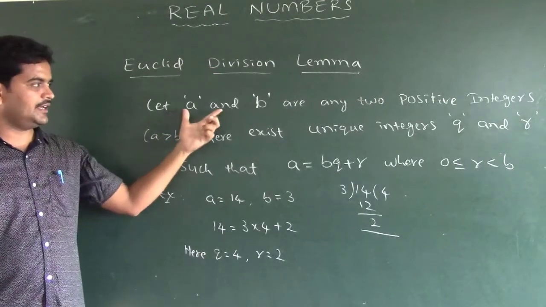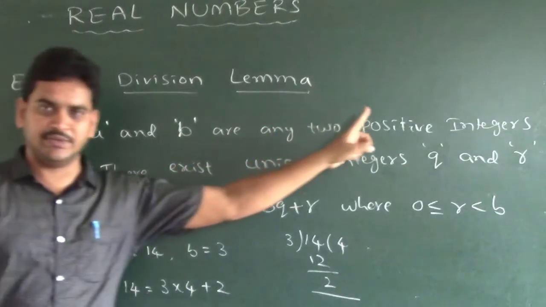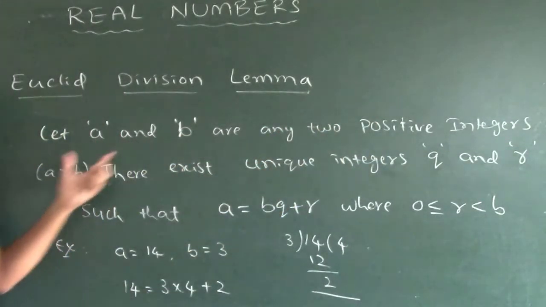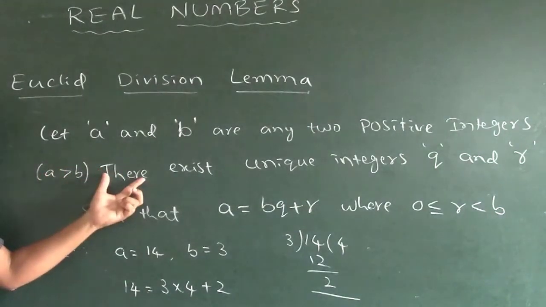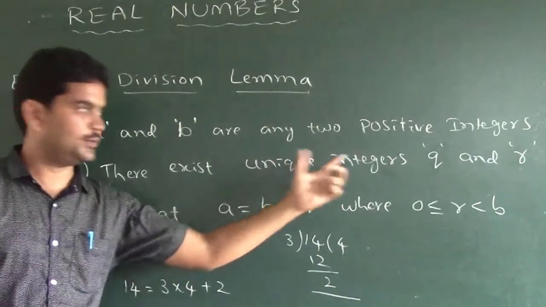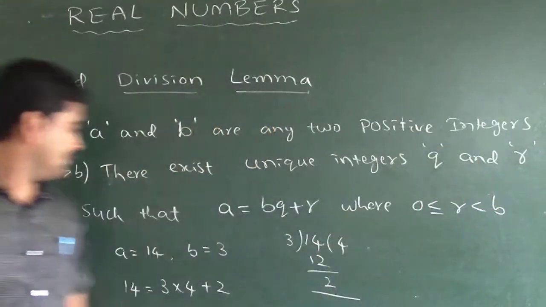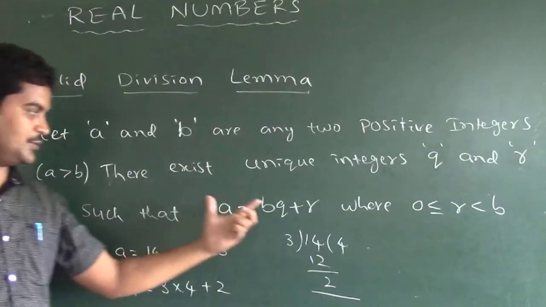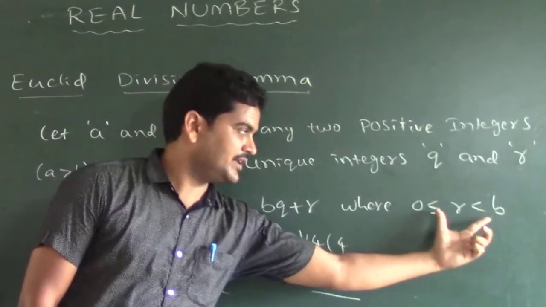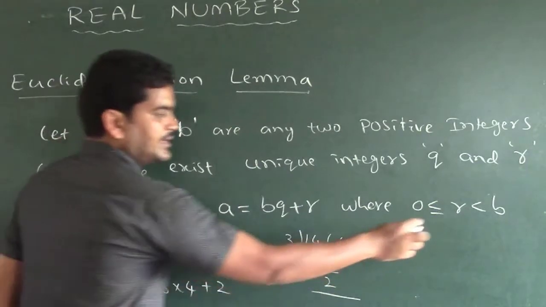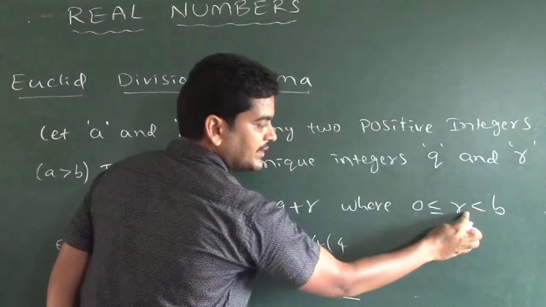Okay, we are taking any two positive integers. a and b are any two positive integers. But one condition here: a is greater than b. a is always greater than b. Then there exist unique integers q and r, these are the new numbers q and r, such that a is equal to bq plus r, where 0 less than or equal to r less than b. This means that r is always equal to 0 or greater than 0 and less than b.